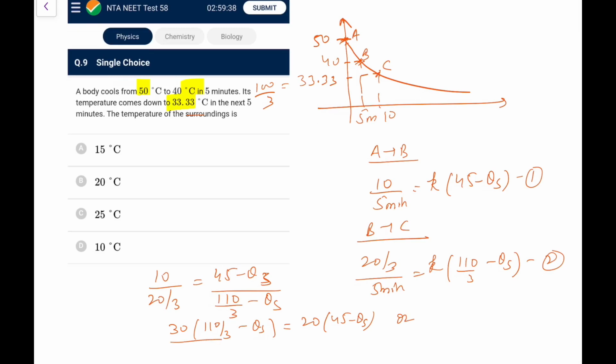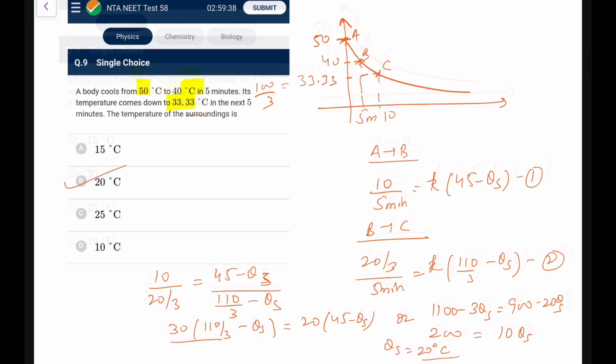So what you will have, this is 110 minus 30 theta s, 900 minus 20 theta s, so take it there, 20 theta s, okay, I should write like that. Go to 10 theta s, it will become, it is not 11, it is 110, sorry, that 0 I missed, so that is equal to 200, so theta s comes out to be 20 degrees Celsius. So go for option B.